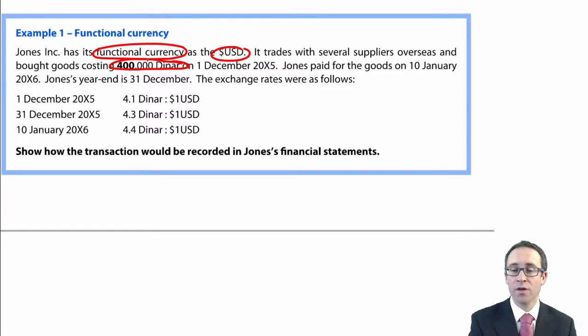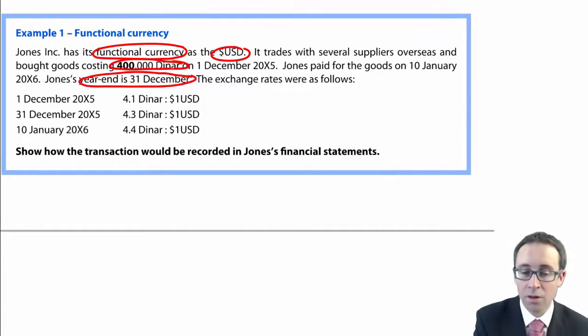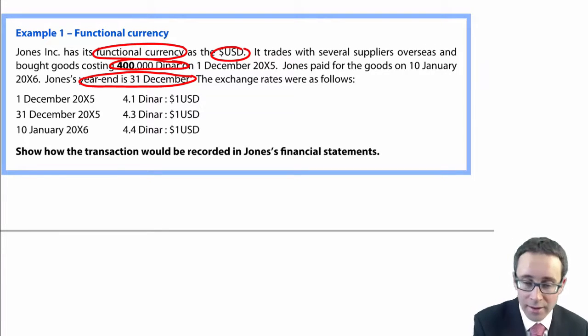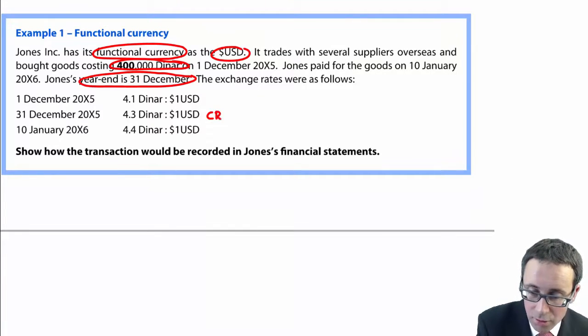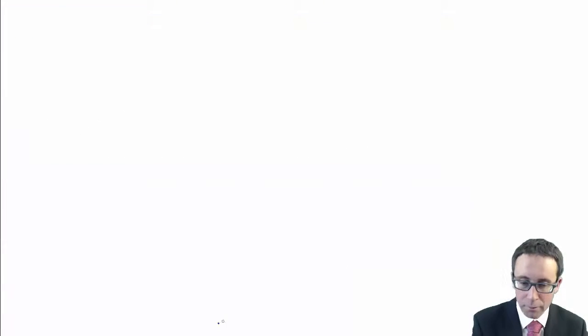So again, we'll need to go through there and consider, given that the year end is December, we'll need to look at what happens at the year end before we then go through and have a look at what happens. Is it there on the 10th of January? Okay, remember the year end, we use our closing rate to retranslate any monetary items with gains or losses through profit or loss, isn't it? Okay, so let's go through, pull it together, see how we get on.